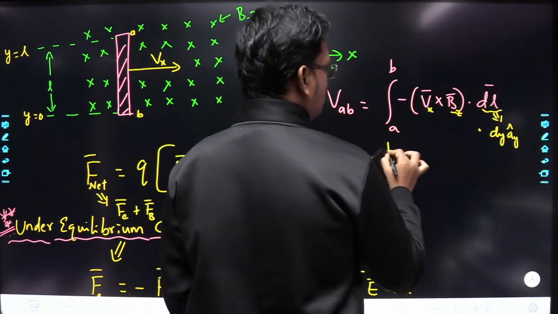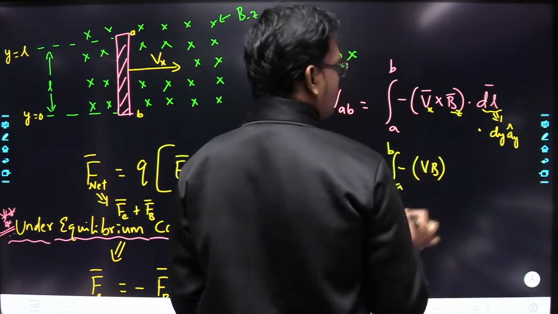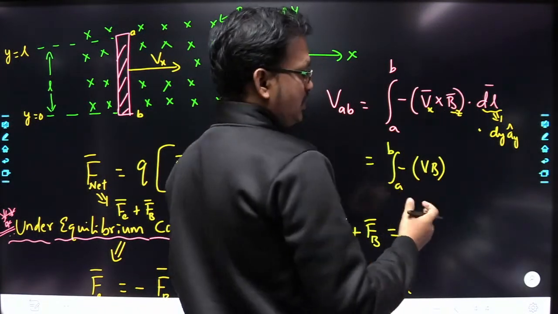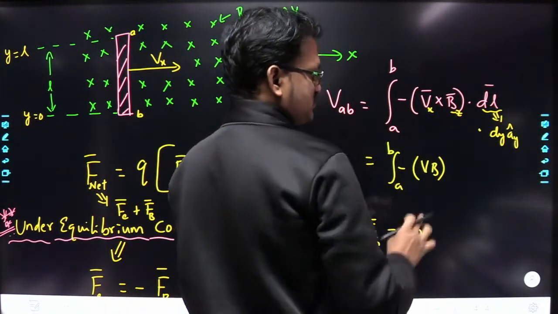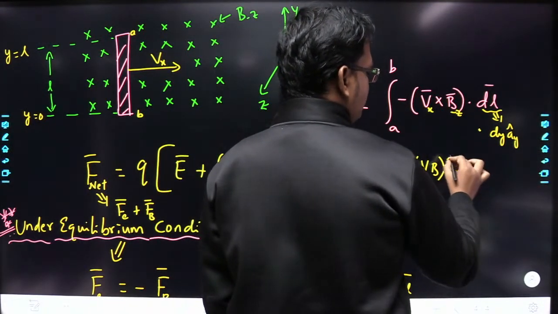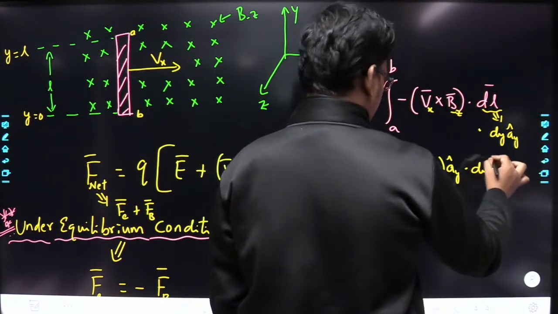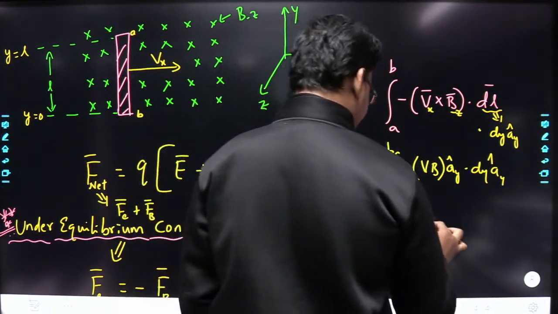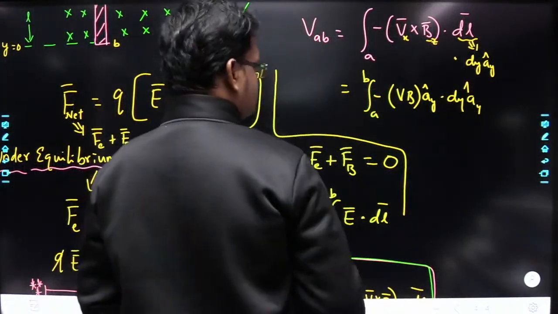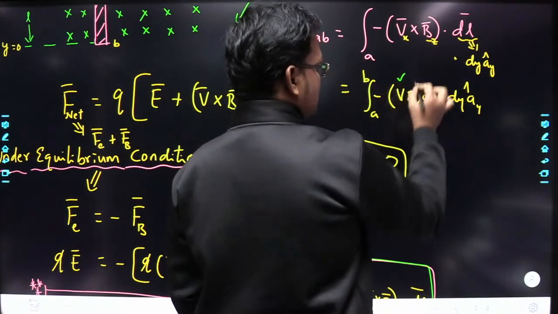So here you are going to get the integral from a to b of minus of v into b into x cross z. X cross z is minus y, so minus of minus will become plus. So here you can write vb ay cap dot dy ay cap. Understood?